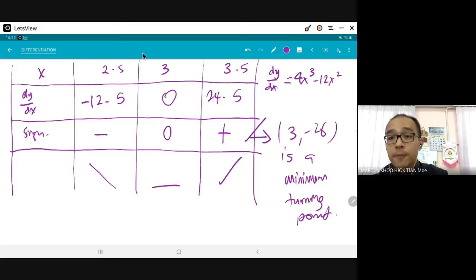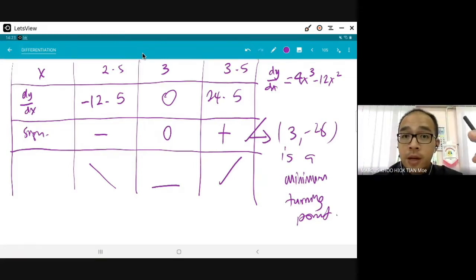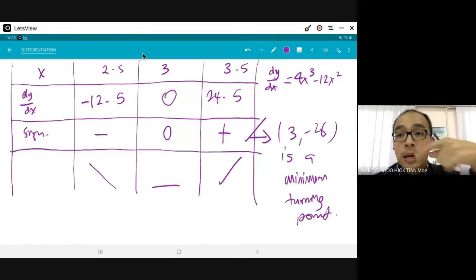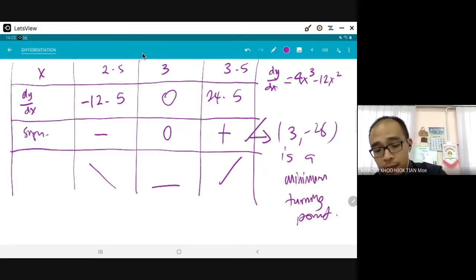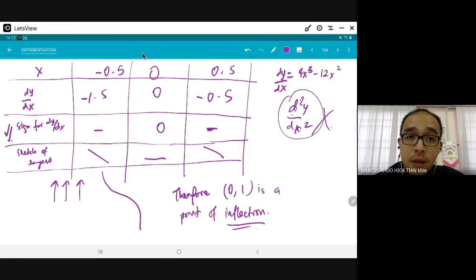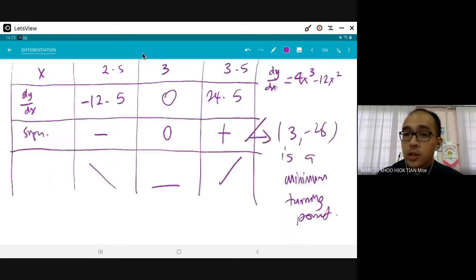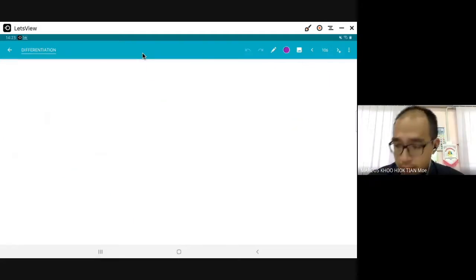Actually you can stop here. You don't really have to draw if you don't want to, as long as you know the condition. For a minimum turning point, the sign changes from negative to positive. For a maximum turning point, it changes from positive to negative. But the sketch tangent method, using this table, is very important if you want to determine a point of inflection. Because you cannot use d2y dx2 to prove the point of inflection. So please make sure that you know how to do the sketch tangent method. It's just calculating dy dx actually. Make sure that your calculator skills are good. Alright, so that's the first thing I want to teach.